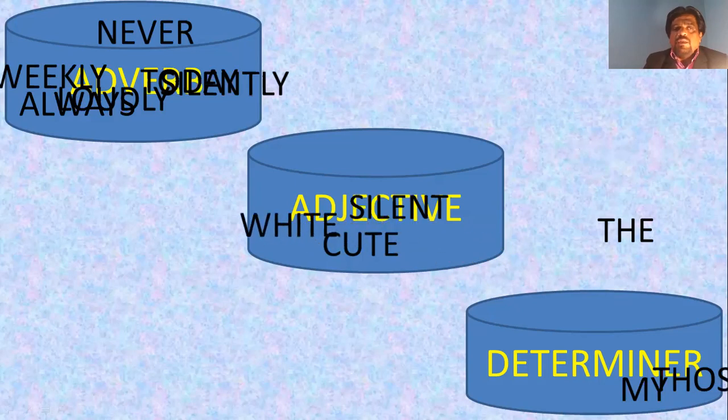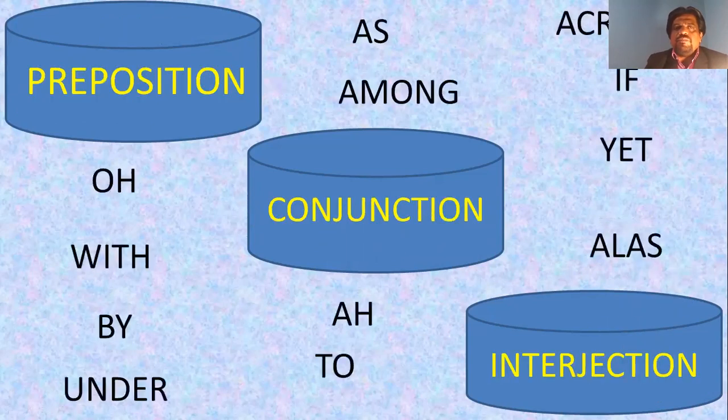Now comes white. White is an adjective, it's not a noun, but whiteness is a noun. White is an adjective. We say whiteboard, white ball. We use so many such words. And then comes the. Since it is an article, we may know that it is a determiner. Then come the last three groups.